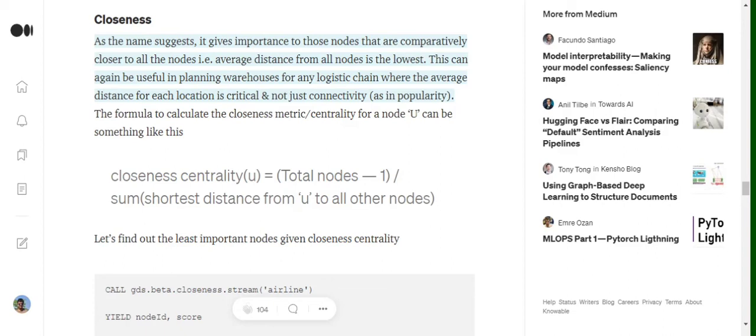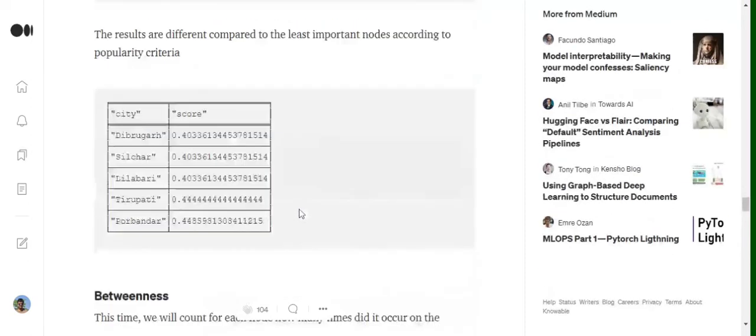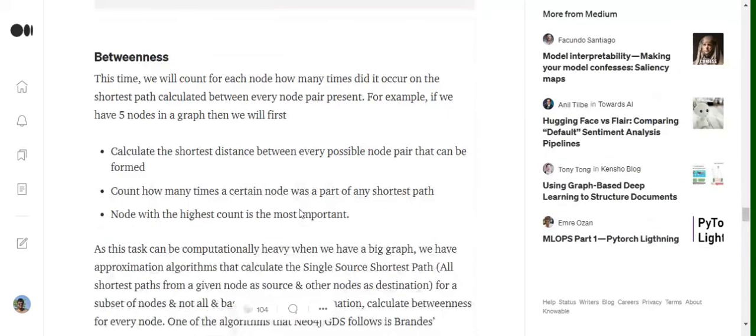So we will calculate the shortest distance from a particular node u to all the other nodes. We will add that up and divide it by n minus 1 and then take the reciprocal of that, so that if the average is the smallest, the closeness centrality becomes the highest. So any node u which has the lowest average is given the most prevalence and is considered the most important node. The last criterion being betweenness.